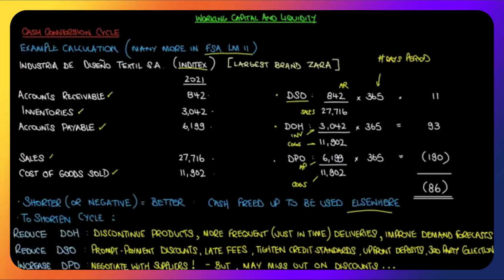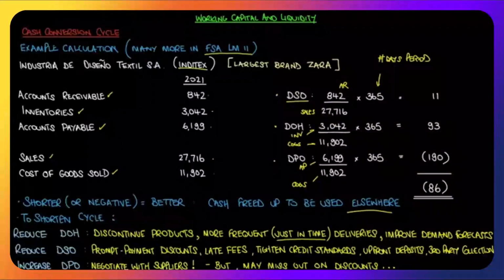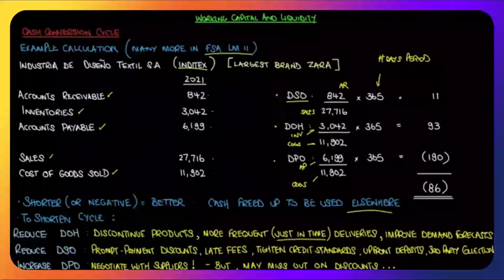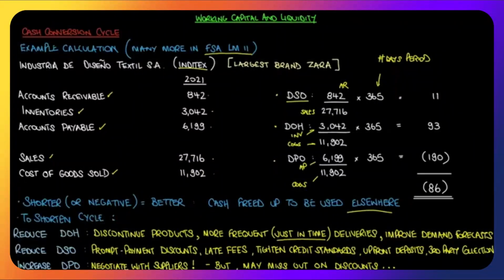You discontinue products. You have more frequent deliveries, a just-in-time system. A lot of retailers try this. They know one of their big costs is storing inventory. If they can get inventory in just before they need it, that brings down your days of inventory on hand, saves you costs of inventory, obsolescence risk, insurance, storage, etc. Passes that on effectively to the supplier.